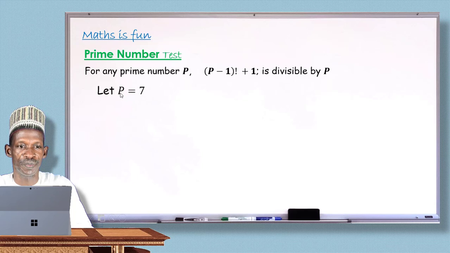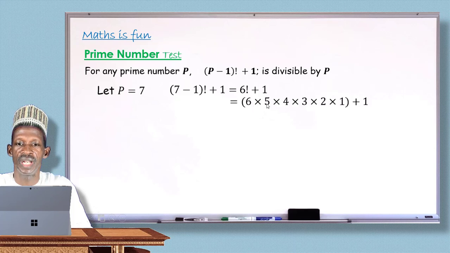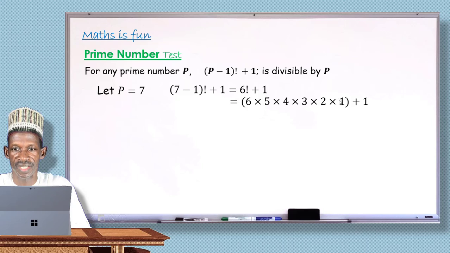Example, we now let p to be 7. We all know 7 is a prime number. So I'm now going to have 7 minus 1, which will now be 6. So I'm going to find 6 factorial, add 1 to the result. Let me do that. So I'm going to have 6 factorial plus 1. And the 6 factorial, remember, is 6 times 5 times 4 times 3 times 2 times 1. You can see it in the bracket, then plus 1 outside the bracket.